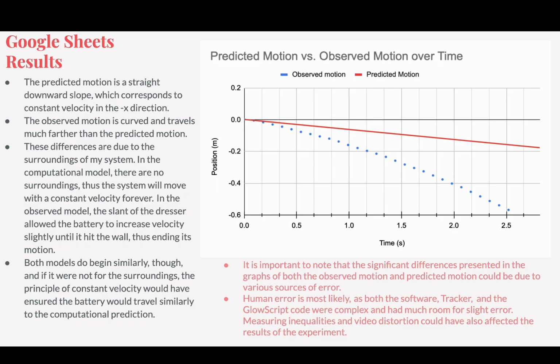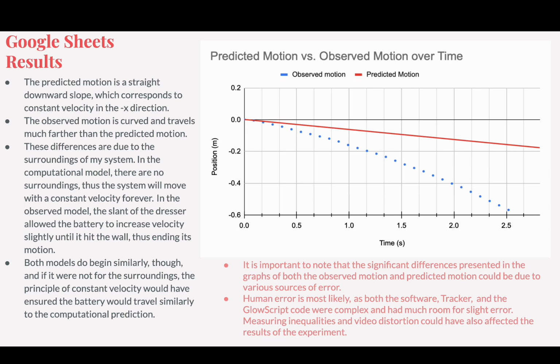After obtaining the data from both Tracker and GlowScript, I uploaded it into a Google Sheet and was able to create this chart, which shows the observed motion and the predicted motion over time. The predicted motion is a red straight downward slope, which corresponds to the constant velocity in the negative x direction. The observed motion is curved and travels much farther than the predicted motion. These differences are due to the surroundings of my system. In the computational model, there are no surroundings, thus the system will move with a constant velocity forever.